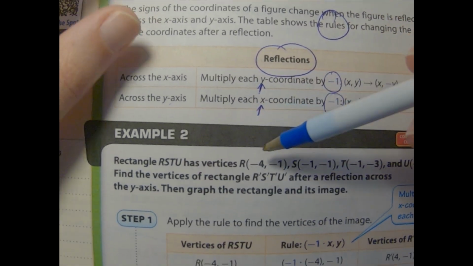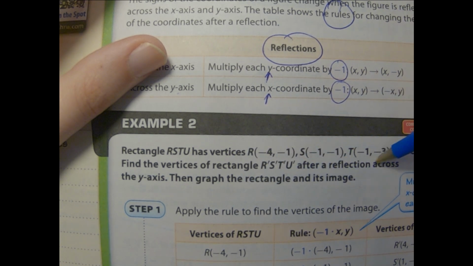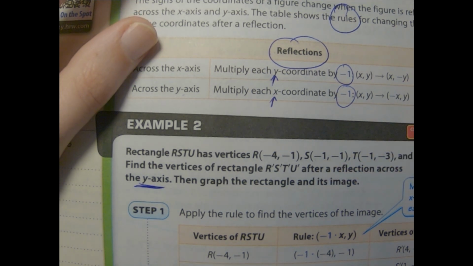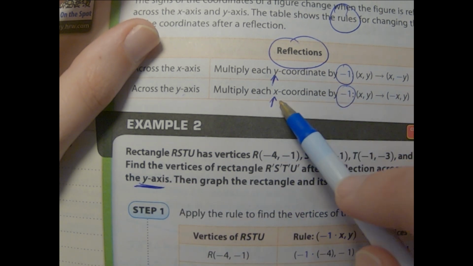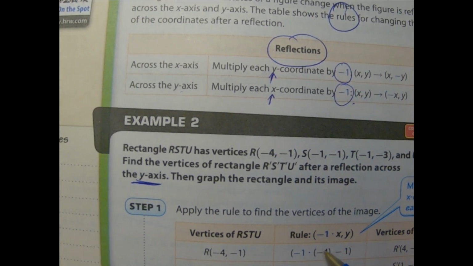So rectangle RSTU has these vertices. Find the vertices of rectangle RSTU after a reflection across the y-axis, then graph it and its image. If I'm reflecting across the y-axis, that means every x coordinate is going to be multiplied by -1. So the rule here is every x times -1, and all my y's stay the same, no change. So I would do -4 times -1 to get +4, -1 times -1 to get +1, -1 times -1 to get +1, and -1 times -4 to get 4.